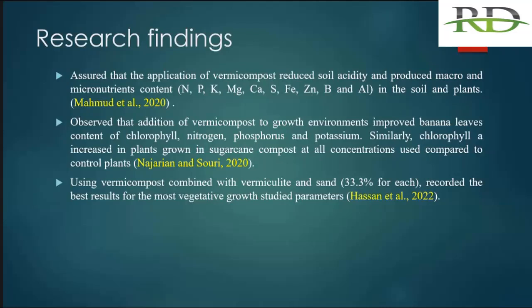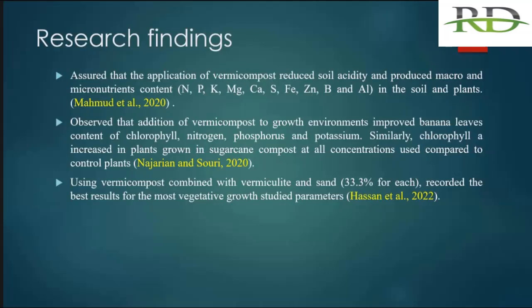And another study, Nigerian and Shauri 2020, also observed that when they applied vermicompost, the banana leaf content increased, with increases in chlorophyll, nitrogen, phosphorus, and potassium. Similarly, chlorophyll A also increased in plants grown in sugarcane compost at all concentrations used compared to control plants. Then Hassan et al. 2022 also said that using vermicompost combined with vermiculite and sand at 33.3% each recorded the best result for most vegetative growth parameters studied in banana. So these are all the findings which I have found.